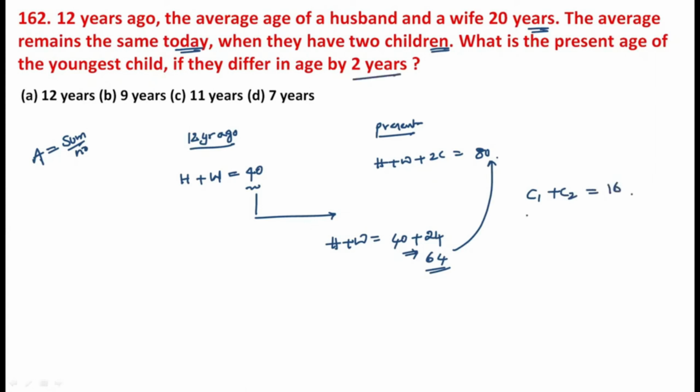And there is a clear information: if one child is equal to x, then the other child should be x minus 2. Now 2x is equal to 18, so the next value becomes 9. So here the question: the present age of the youngest child. If the eldest child is 9, the youngest child is exactly 7 years. The 7 years is the answer.